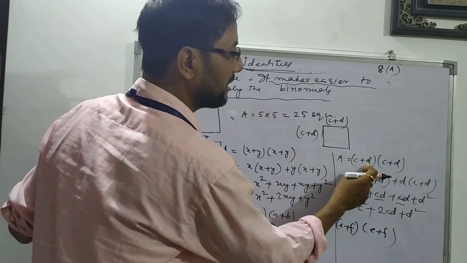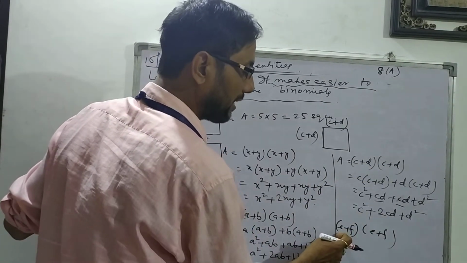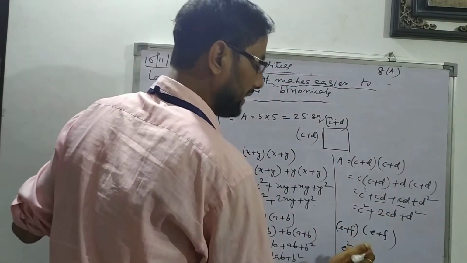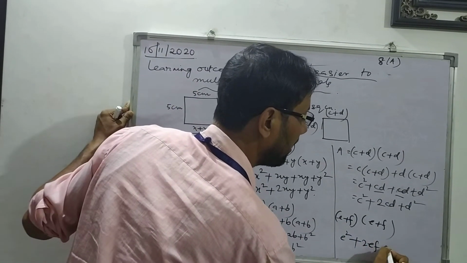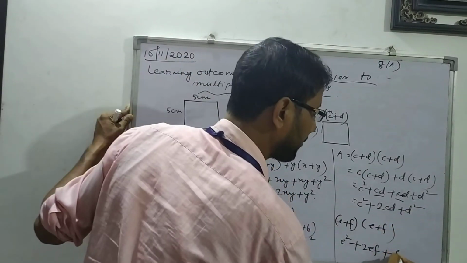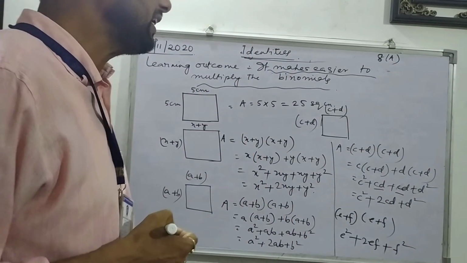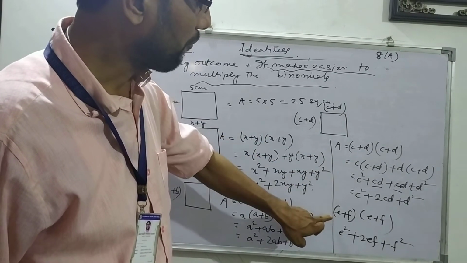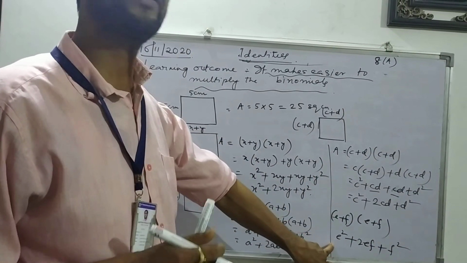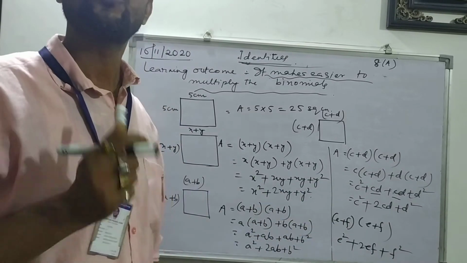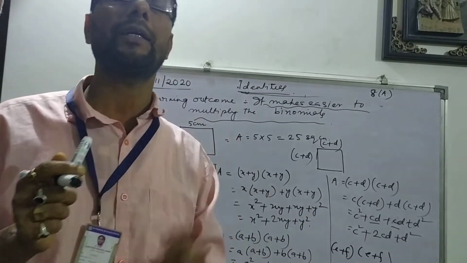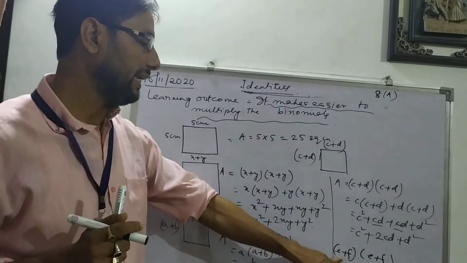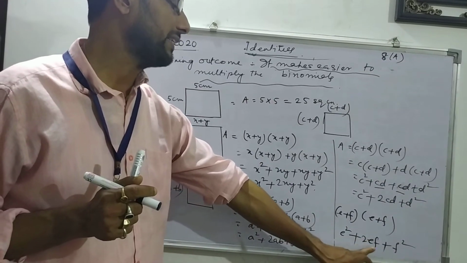See, c plus d into c plus d gives c square, so e plus f into e plus f gives e square plus. Now it is twice cd, here you write twice ef, plus it is d square, I will write f square. So in this way we can directly write the answer. No need to show all these steps. You can directly get the answer. This is the easier way to multiply certain types of binomials. See students, e plus f into e plus f is e square plus twice ef plus f square.